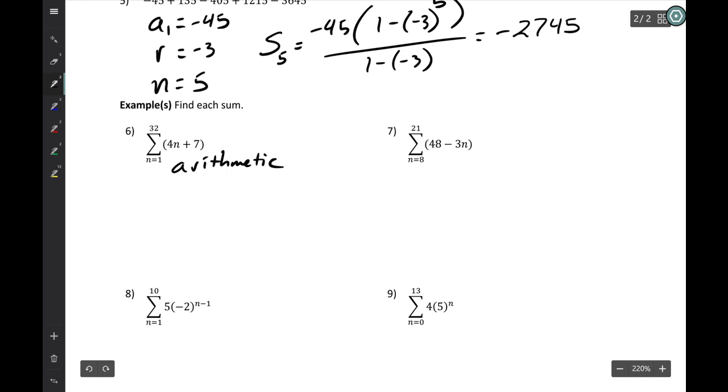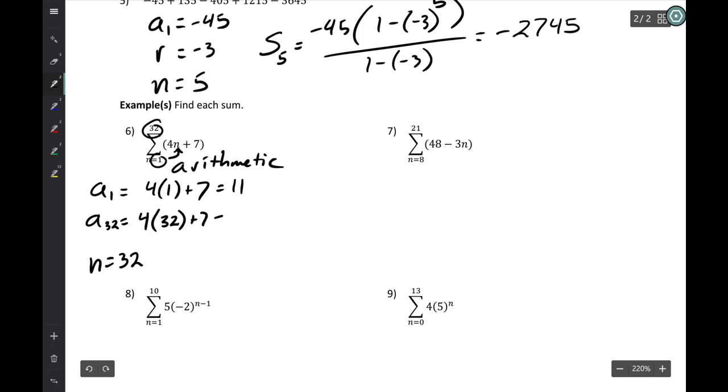which is very exciting because all we need then is the first term, the last term, so there's 32, so it's A sub 32, and the number of terms, which I already said was 32. To find A sub 1, you want to plug 1 into this expression here. So I got 4 times 1 plus 7, which gives me 11. A sub 32 is going to be 4 times 32 plus 7, and that just happens to be 135.